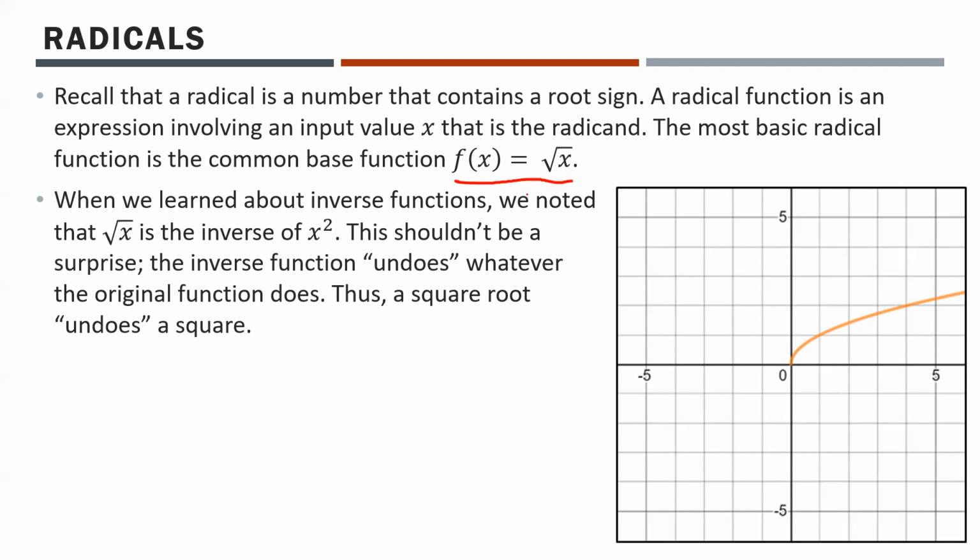When we learned about inverse functions, that was in that last unit we did, we noted that the square root of x is the inverse of x squared. And this, of course, shouldn't really be a surprise because the inverse function undoes whatever the original function does, and thus a square root undoes a square. Whether that's important too much or not, it is just kind of nice to know.